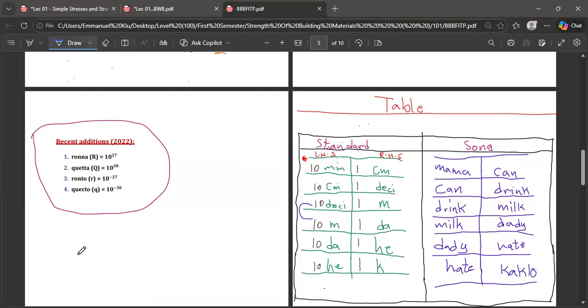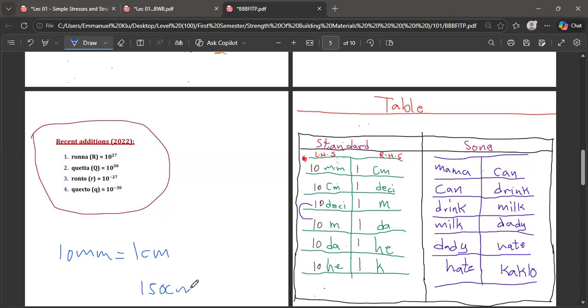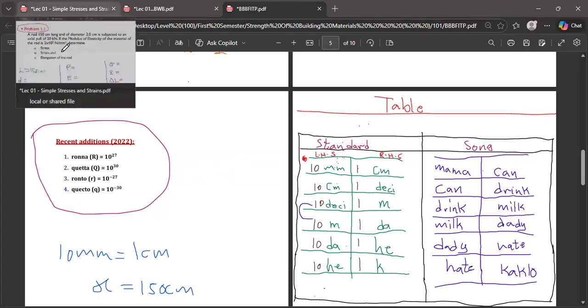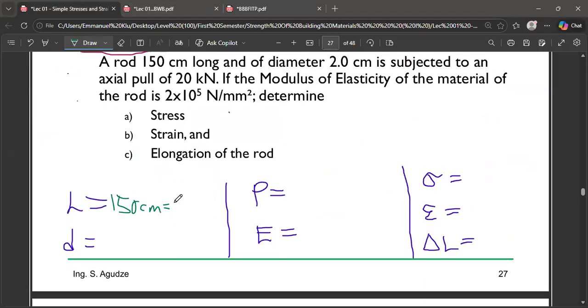So the rule is, 10 millimeters is equal to 1 centimeter. Okay, so if we are supposed to convert 150 centimeters to millimeters, what do you think is going to be? It's just a matter of cross multiplication, right? Yes. So what do you think our answer is straight away from here? You realize that this is 1,500 millimeters.